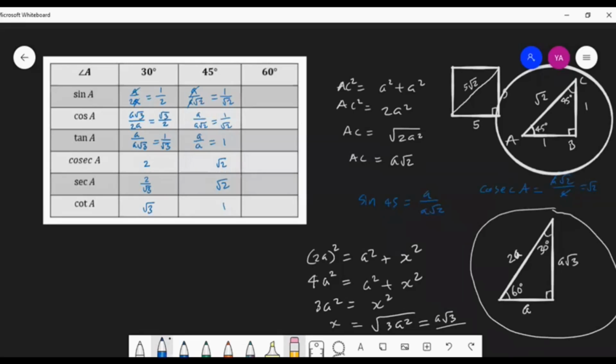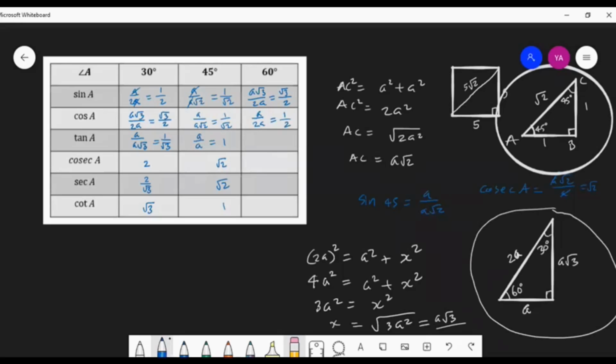Then now we can form sin 60 from this triangle. Sin 60 is a root 3 by 2a. How will it come? Root 3 by 2. Okay. Then next one, cos 60. a by 2a. Simplifying, we'll get 1 by 2. Okay, 1 by 2.